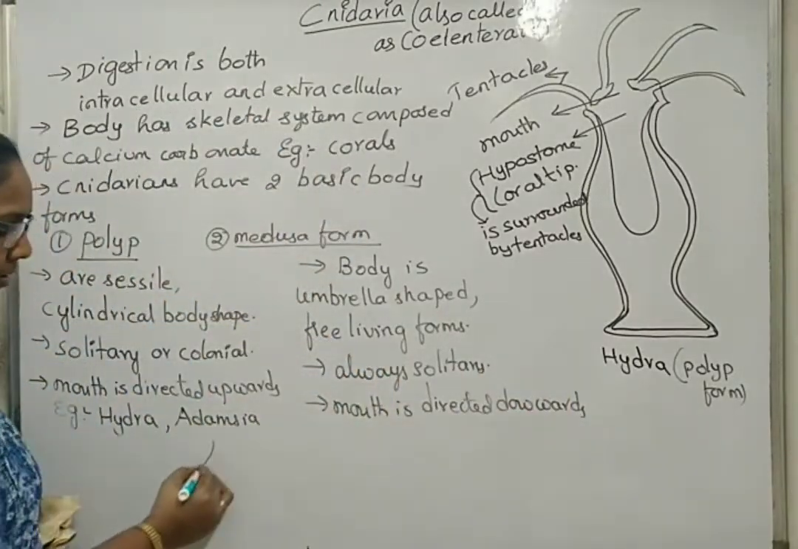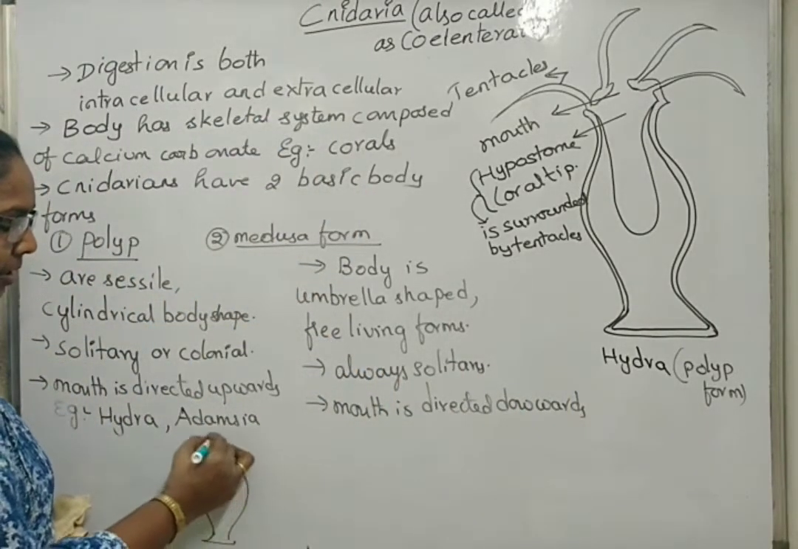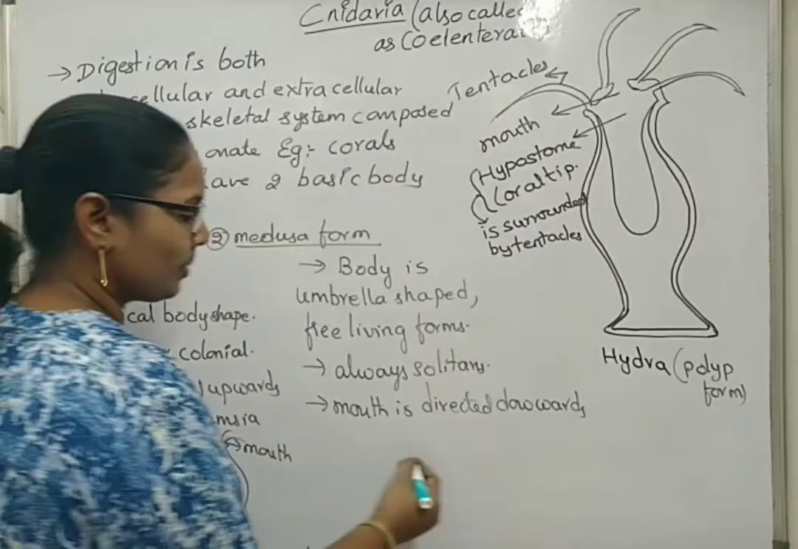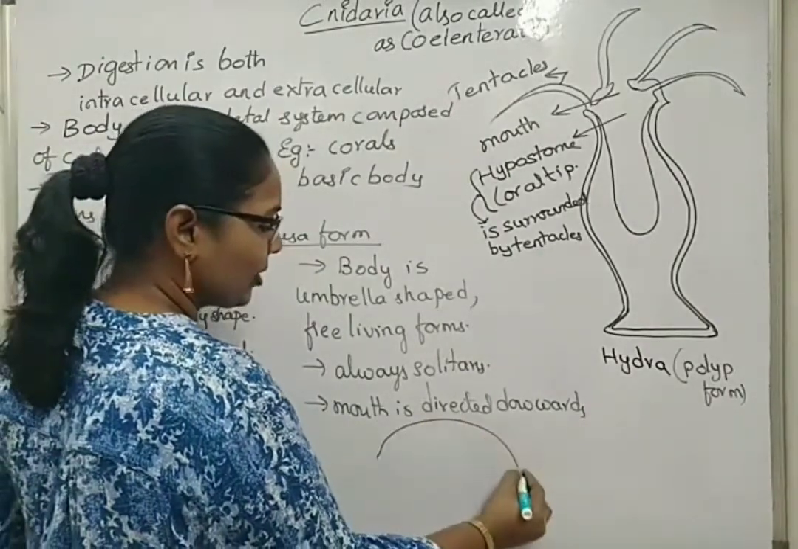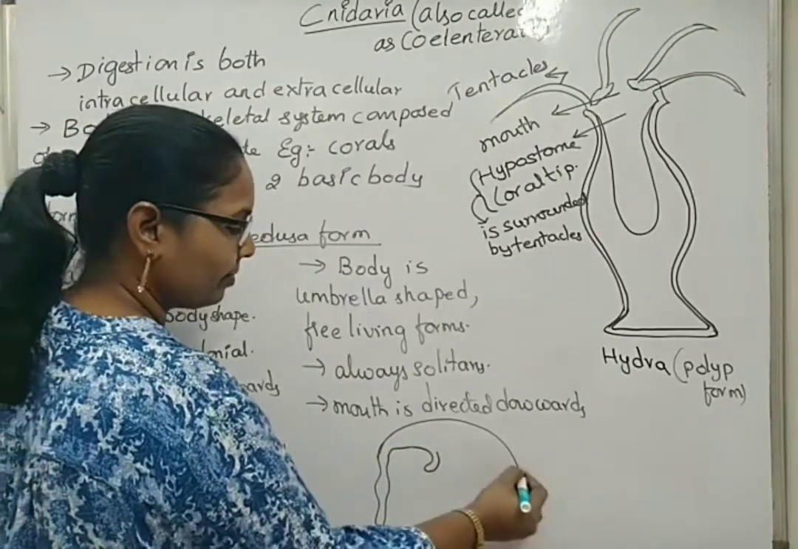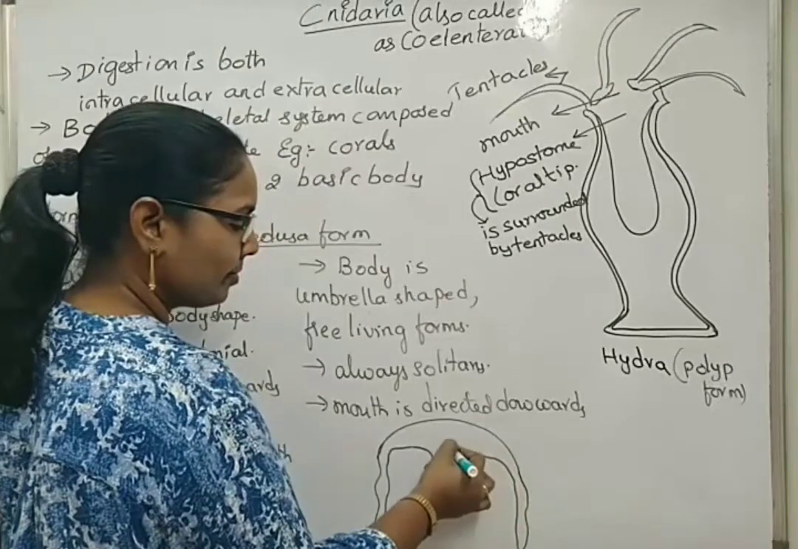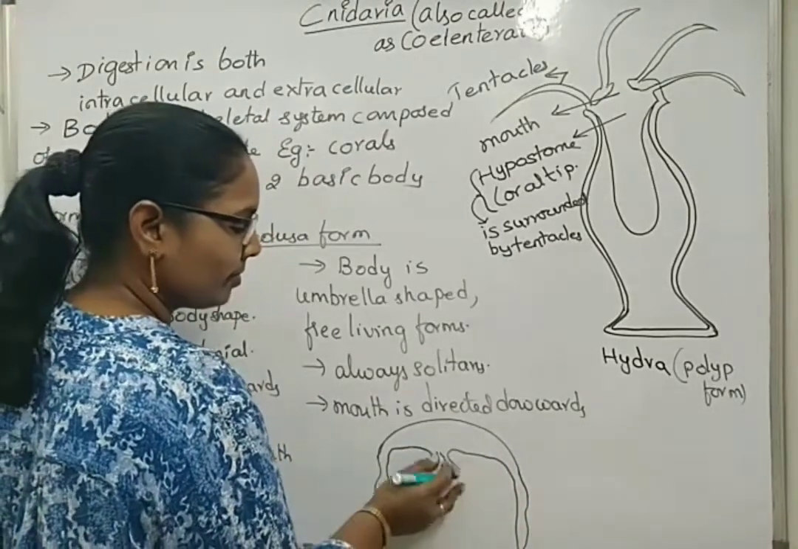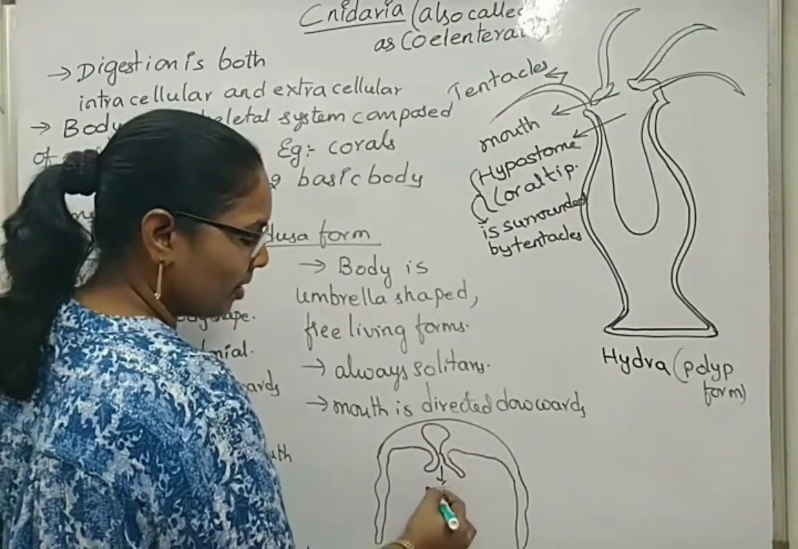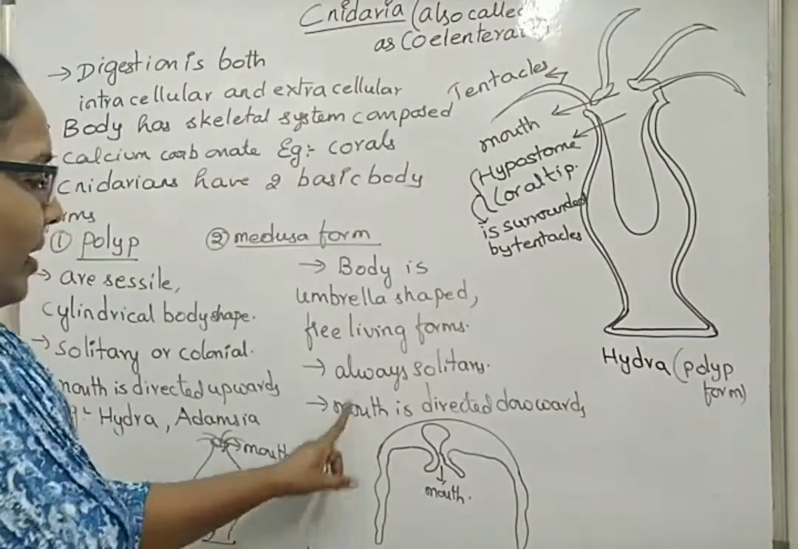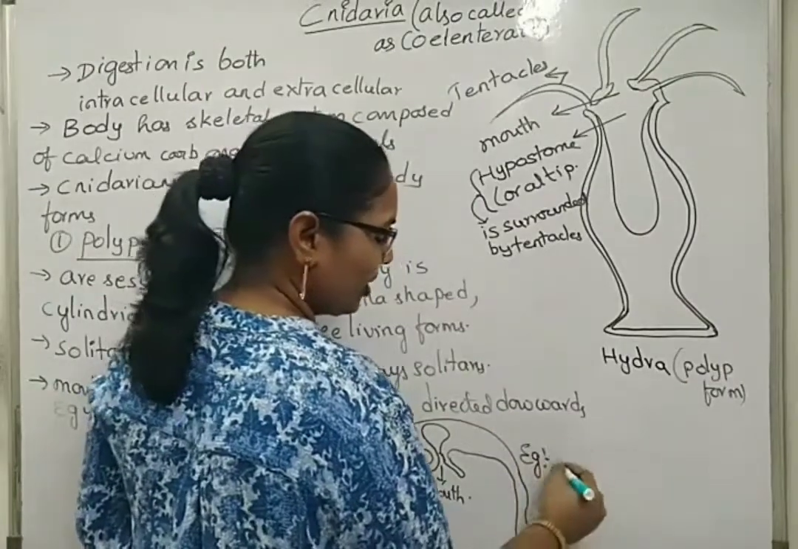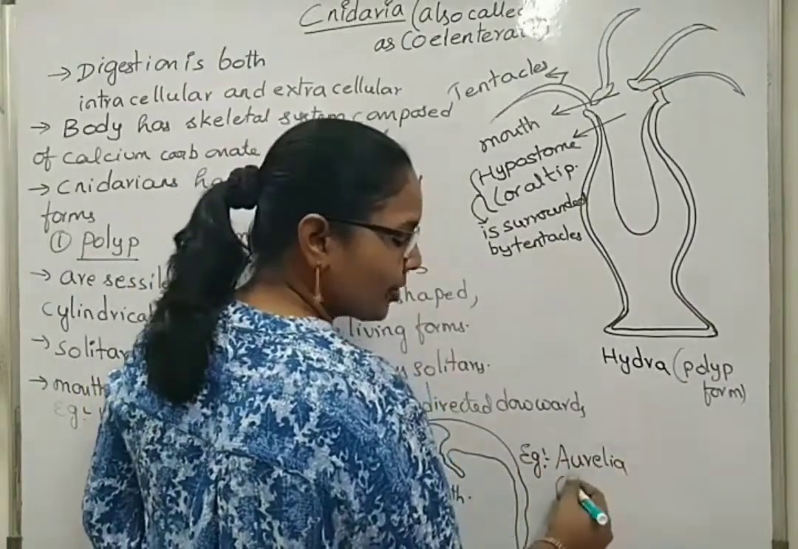So here we can say it is looking like that of Hydra. Here will be the mouth and hypostome surrounded by tentacles. So mouth is towards upside. But here we are telling it is umbrella shaped. So we can frame out the body shape like this. So this will be the mouth. As we have said, here the mouth is directed downwards. Examples here are Aurelia, which we also call jellyfish.